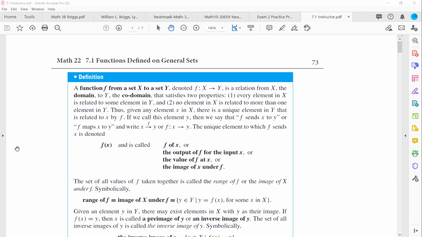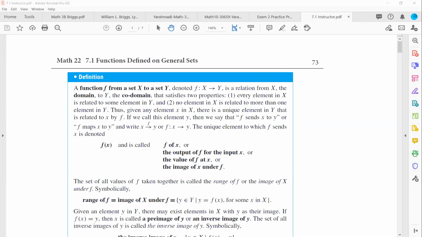Officially, we define a function f, which is a special type of relation, mapping a set X into a second set Y. X is the domain, Y is the codomain. This special type of relation must satisfy two conditions.